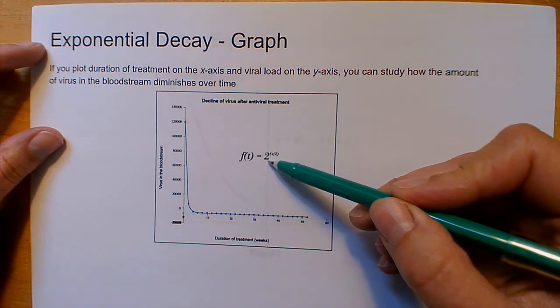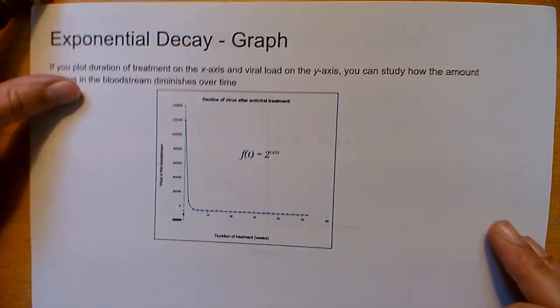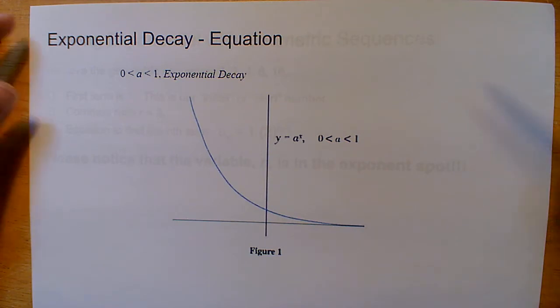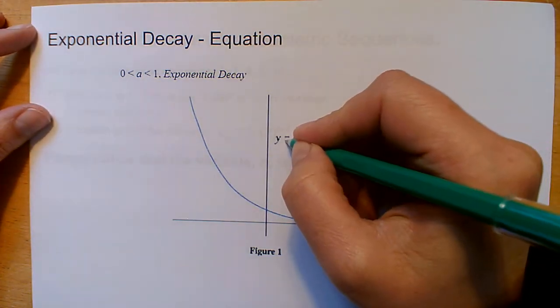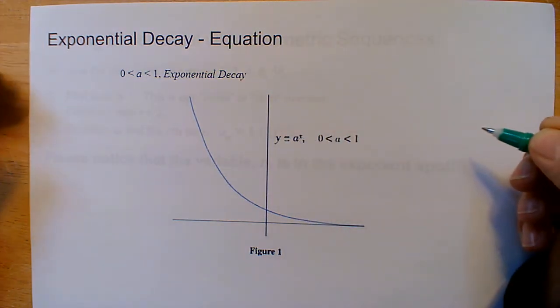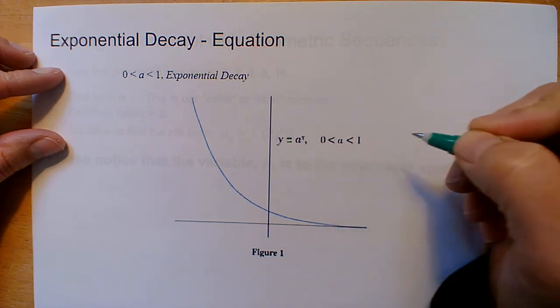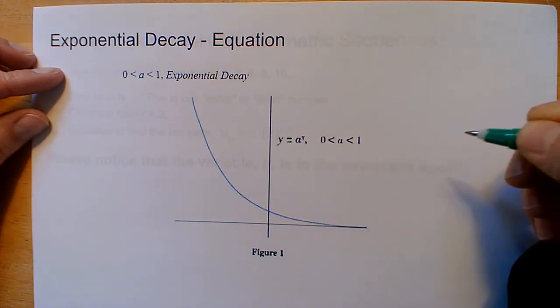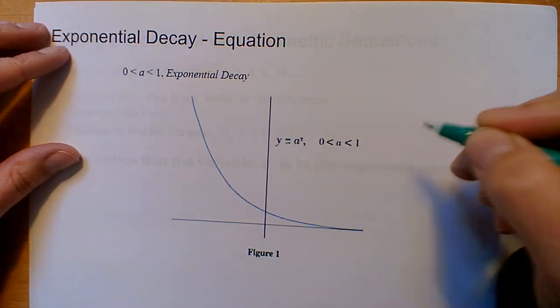So you can clearly see that nice exponential decay curve. And this is 2 raised to the exponent of x. Okay, so we have the exponential decay equation. This is very similar. This should be an equal sign here. This is y equals a to the x. But in exponential decay, our a, this number right here, is going to be between 0 and 1.